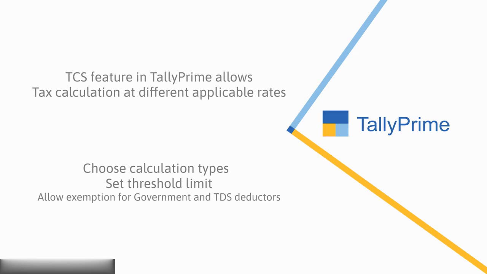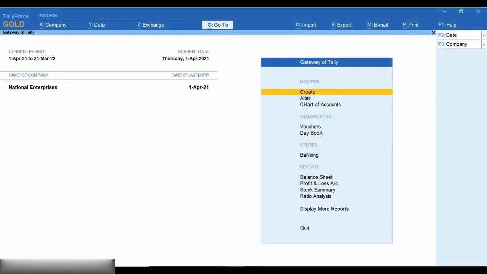Its implementation is simple, covers all nature of goods of TCS, enables tax calculation at different applicable rates, and also enables you to choose tax calculation on accrual or realization methods. To start implementing TCS, you have to enable the feature.